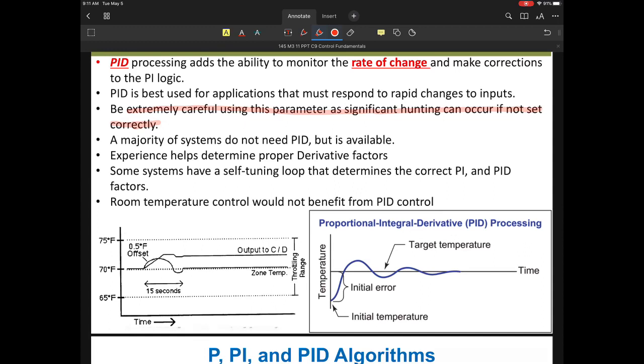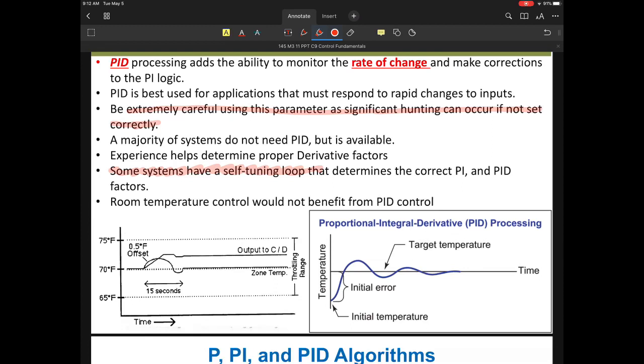Because they're looking at rates of change, so much of this is dependent upon what it is that you're controlling, how much of a change in output do I get. So if I change this valve by 10%, how much of a change in the actual controlled variable am I getting? And that can be very challenging. So just be careful with that.